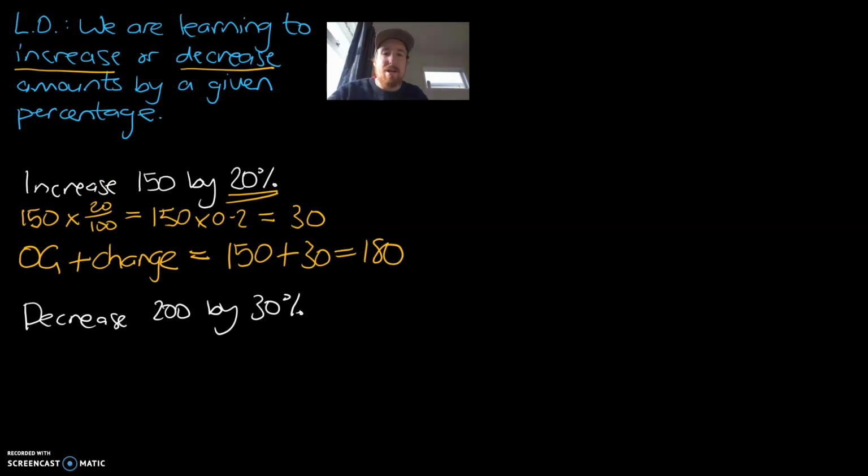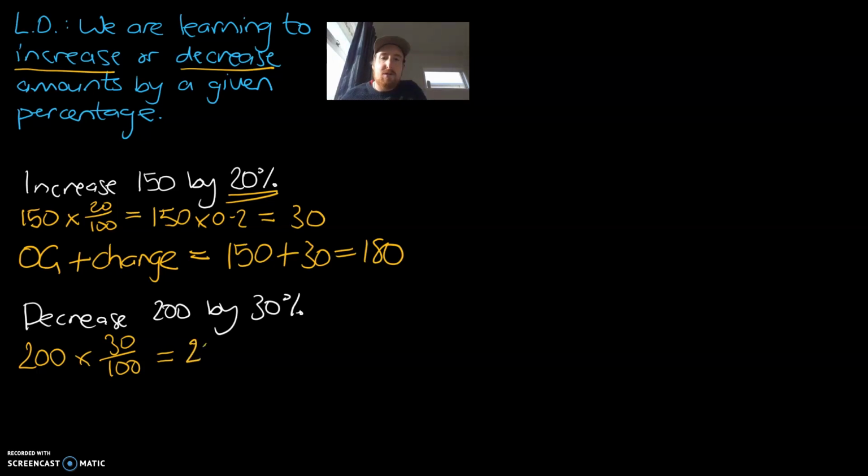Okay, the next part, we're going to decrease 200 by 30%. So again, our first step, we need to figure out what 30% of 200 is. So we're going to go 200 times 30 divided by 100. So again, I'm going to use my calculator. 30 divided by 100, well, that's going to come to 0.3.